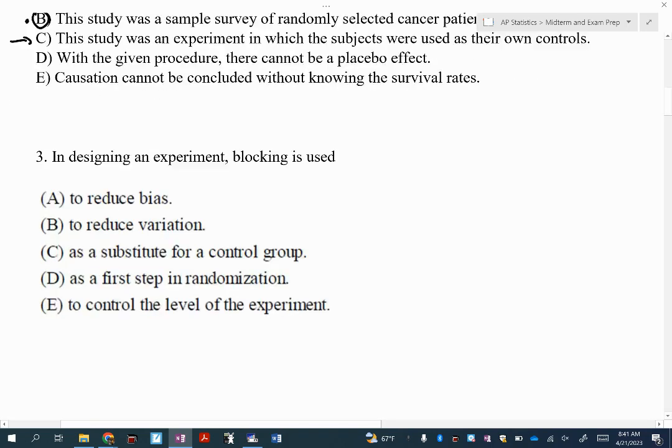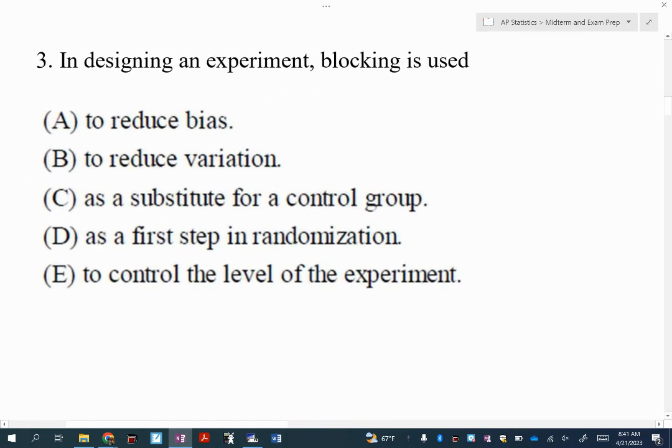Okay, let's do number 3. Do you guys remember the word blocking? Remember the word blocking? Do you know what it means? No? So let's back up a chapter to chapter 12. Do you guys remember the sampling strategy that's called a stratified sample? Do you remember what a stratified sample is? Do you remember like the analogy I've used or the image I've used to think of stratified?